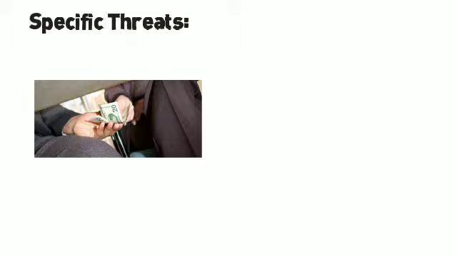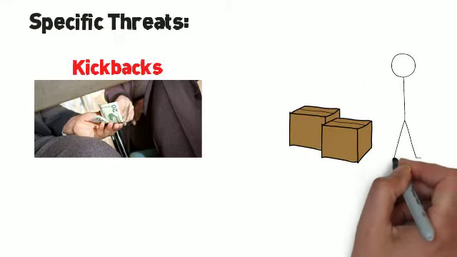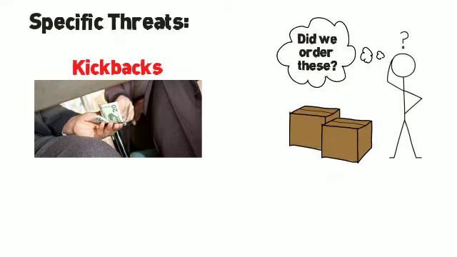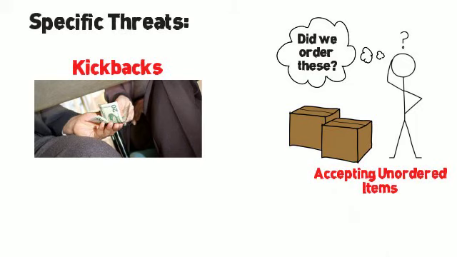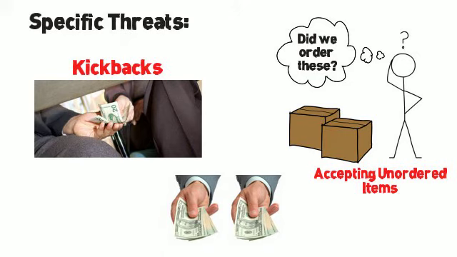Now we'll go over some specific threats to J-Dog's expenditure cycle. J-Dog's purchasing clerk could be ordering from a bakery that has lower quality buns so he could get a kickback. Or J-Dogs could accept items that were never ordered. They could also make duplicate payments for the same order.